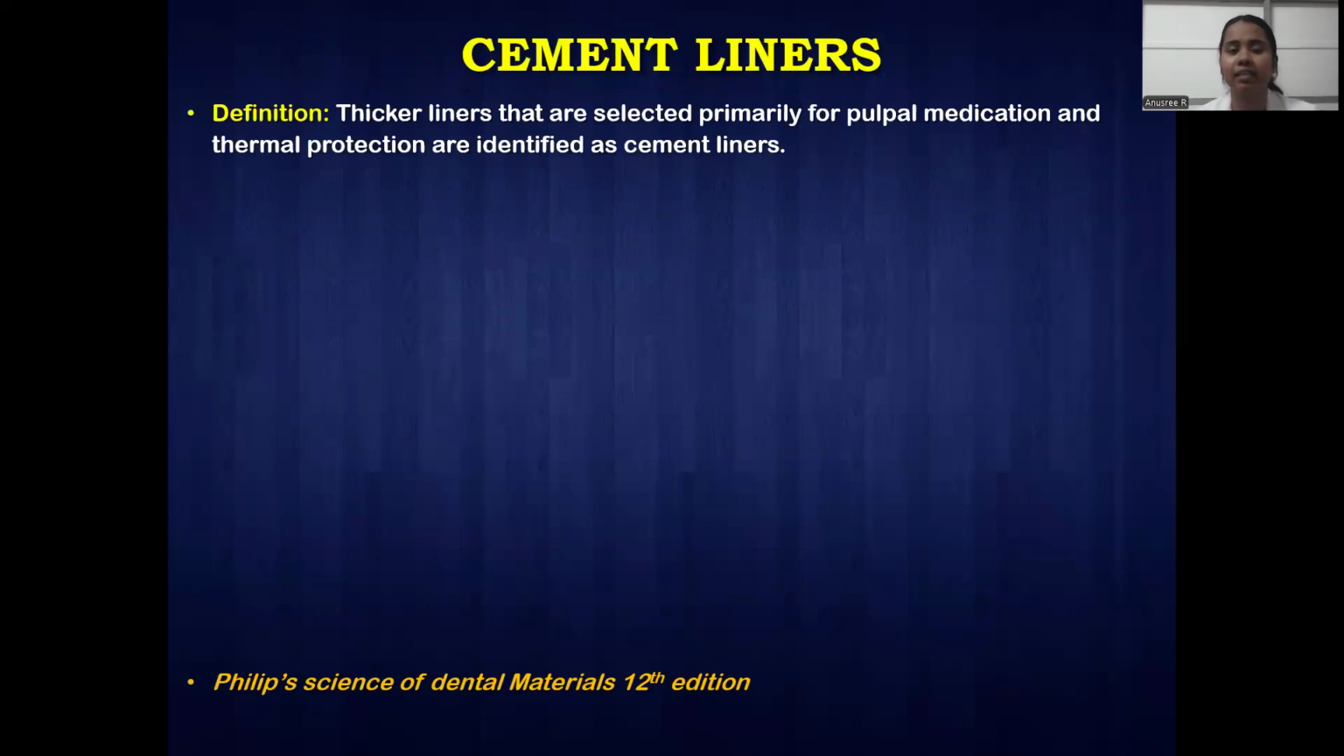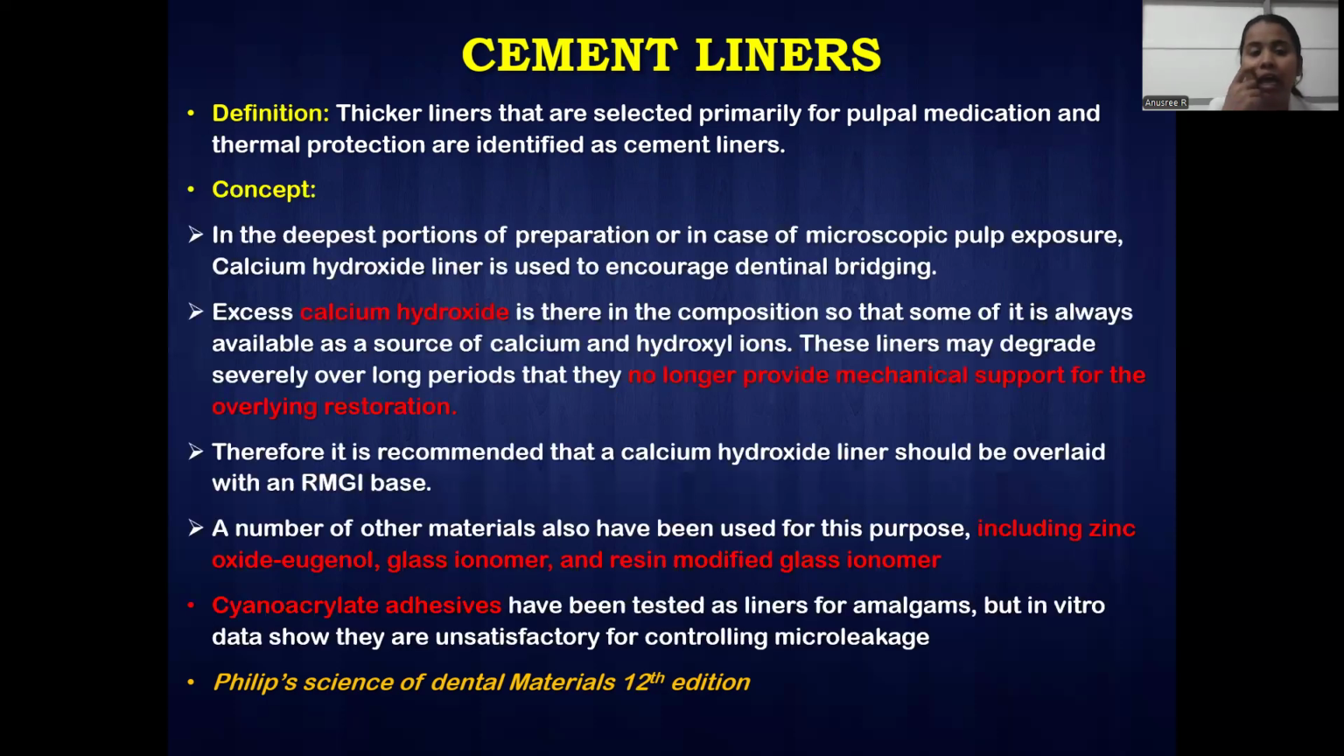Coming to cement liners, these are thicker liners that mainly provide pulpal medication and thermal protection. In case of deep preparation, calcium hydroxide will be placed in the deepest portion of the preparation as it encourages dentin bridge formation. The most commonly used cement liners are zinc oxide eugenol, glass ionomer, and resin modified GIC.